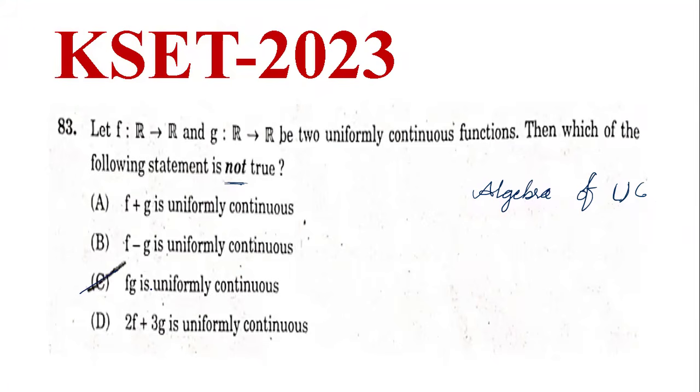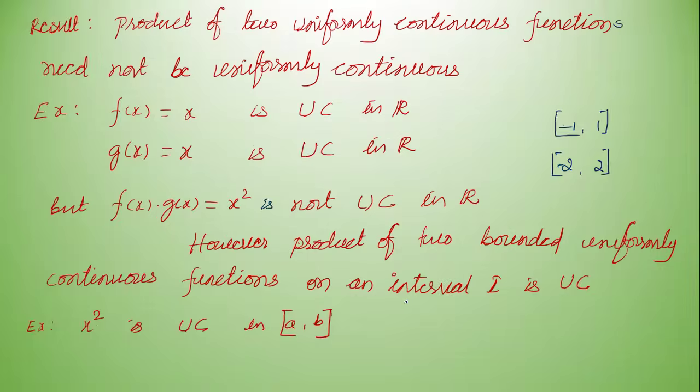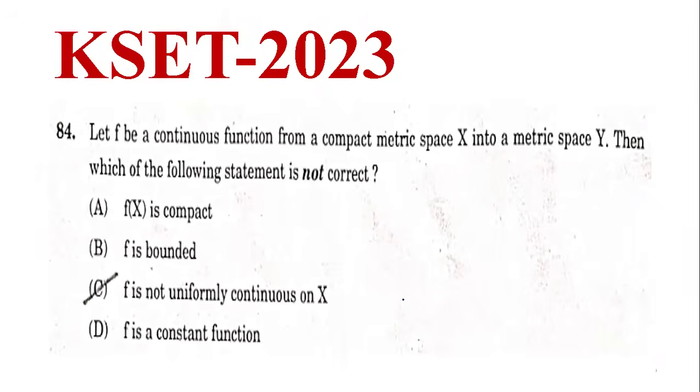That means f into g is uniformly continuous is not true. Therefore, right answer is this. All are true. This is also true. Next.